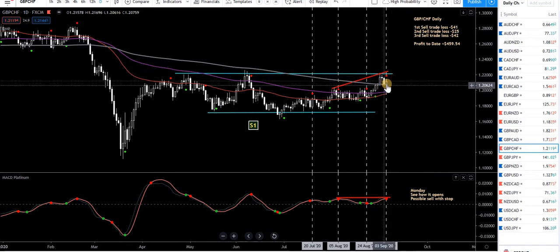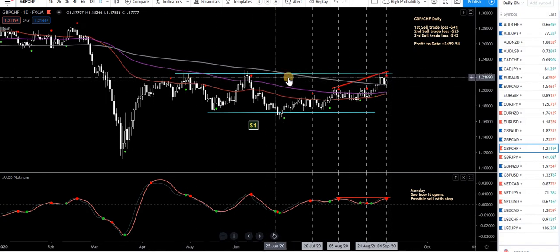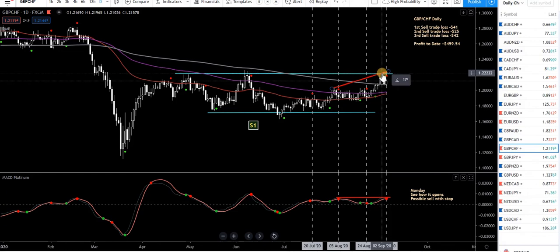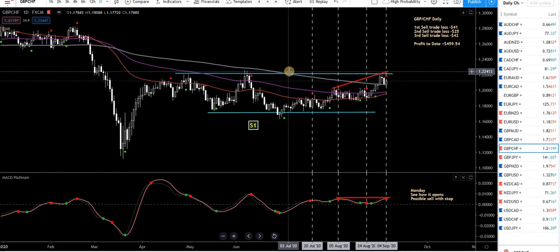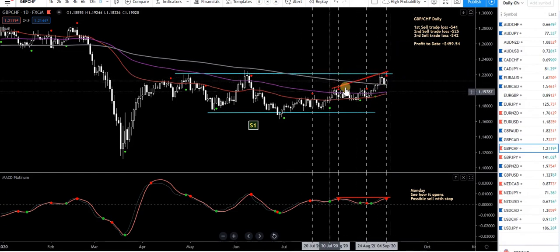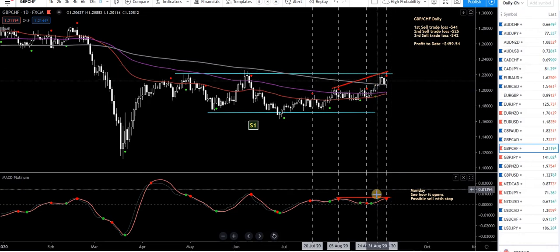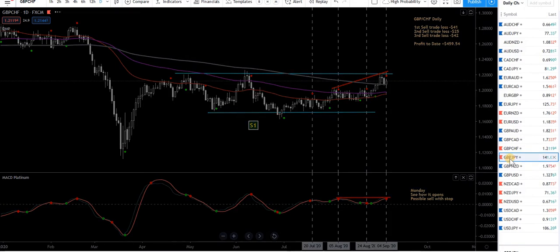I like this level now because we've got a good support level up here, and it's come up and bounced off that. So I've got a bit of confluence between the support resistance level and the divergence on the MACD Platinum there, yeah. Not convincing, but it might be worth a shot.